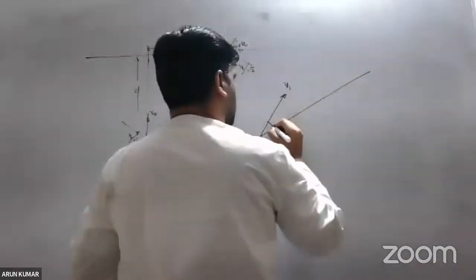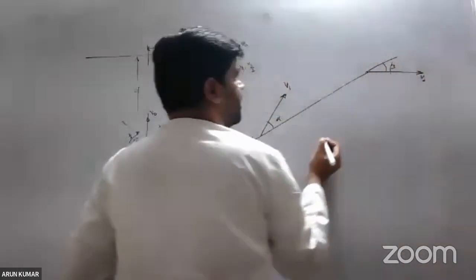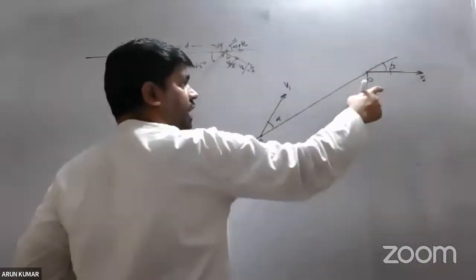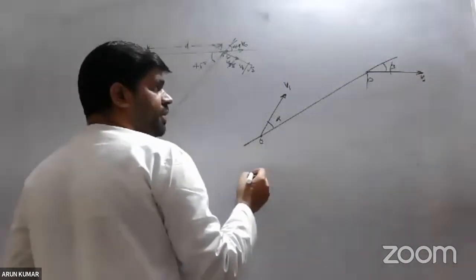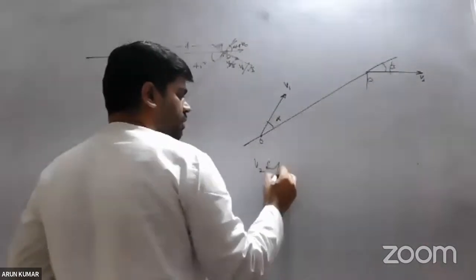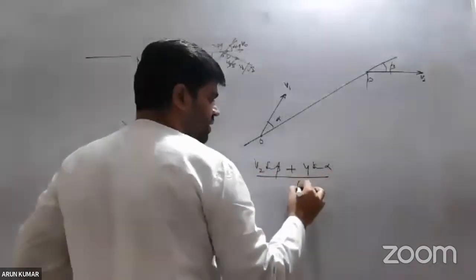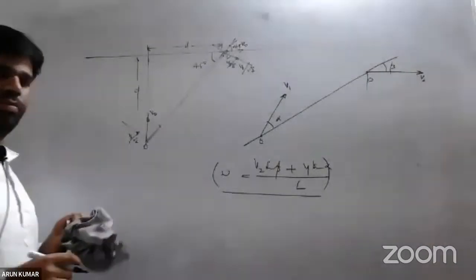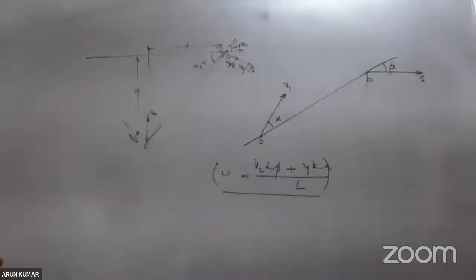V1, alpha, V2, beta, point O, point P. So the angular velocity of this point with respect to this point is V relative perpendicular, that is V2 sine beta plus V1 sine alpha, by the distance between them, L, is my omega of P with respect to point O.